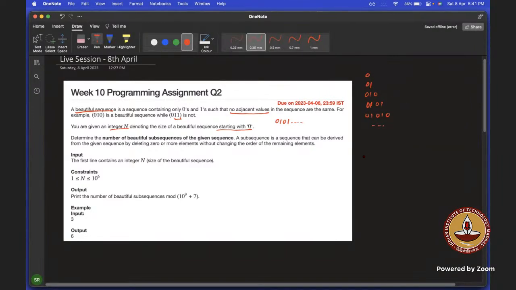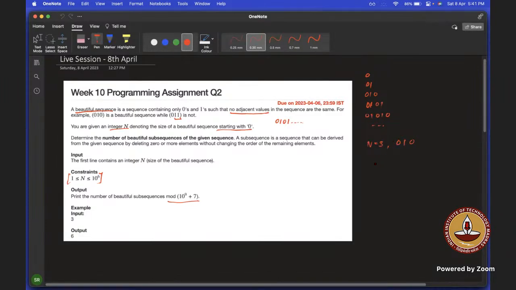Yeah, let's take an input example. Okay, let's look at the constraints. n ranges from 1 to 10 power 6, and we haven't been given the value of the mod also. Now, if you are given input n equals 3, this means you have been given input 0, 1, 0. You have to interpret it like that.